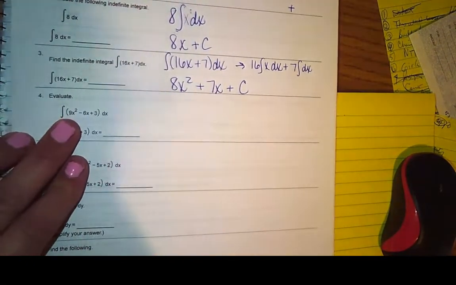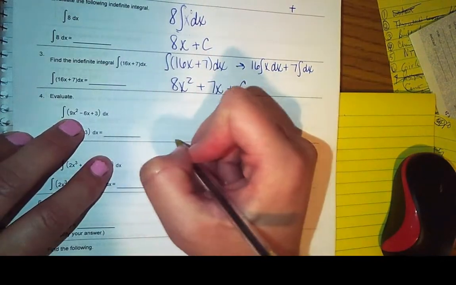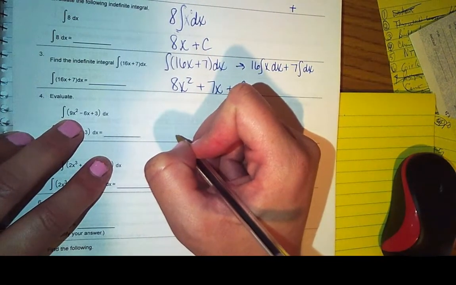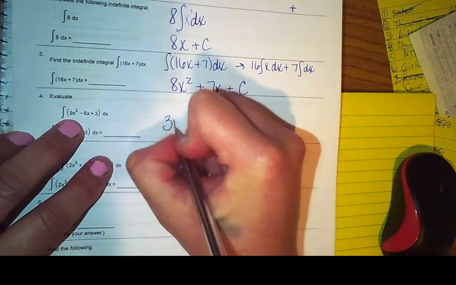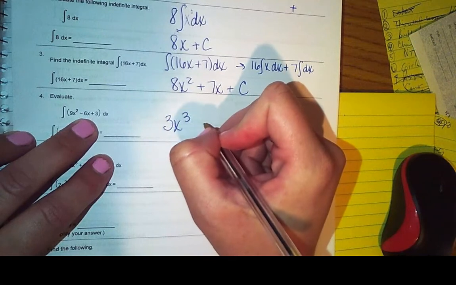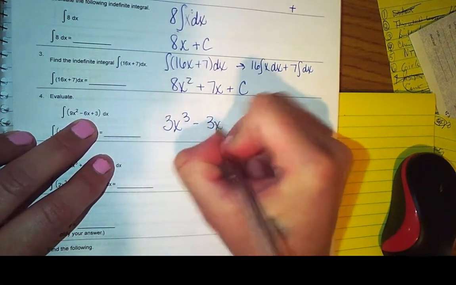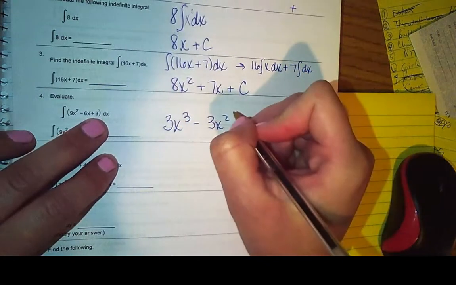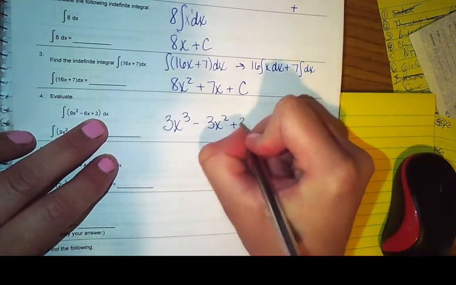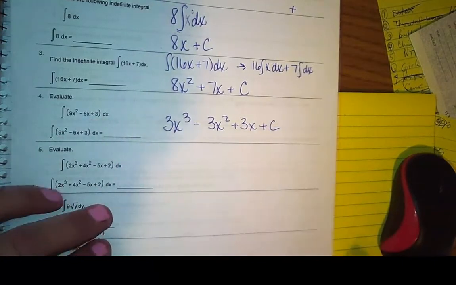Okay, and then just go term by term. So I'm just going to go a little bit faster. I have a 9x squared, so that's going to become a 9x to the third over 3. And then I have a minus 6x. That's going to become a negative 6x squared over 2. And then I have a plus 3, which is going to become a plus 3x, and then plus c. Okay? All right, so let's do it again.